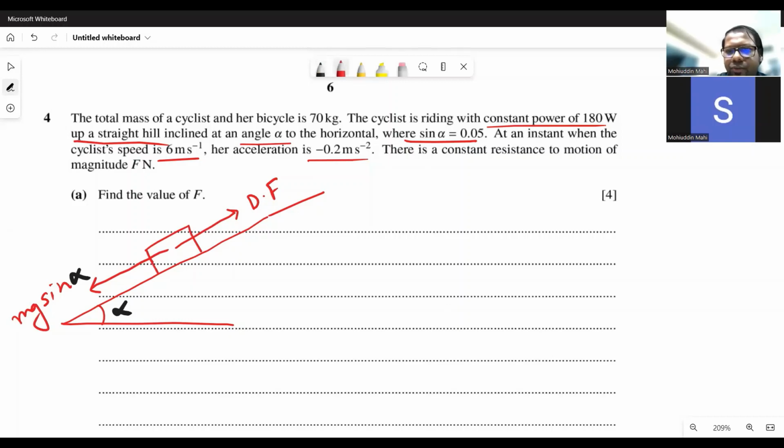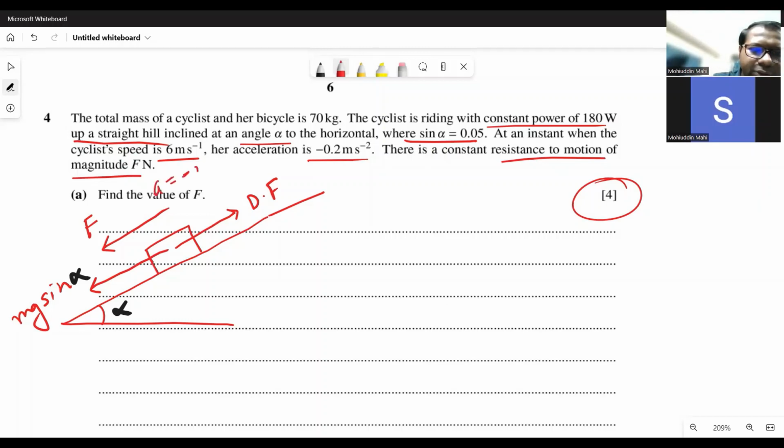And there is a constant resistance to motion of magnitude F Newton. So resistance to motion F Newton, and the value of F we don't know yet, we have to find out in the question. In question A, the total mark is 4, so that means we have to do 3 to 4 steps to find the final answer. And also the acceleration is given as minus 0.2 meter per second square. So that means it's actually decelerating in the upward direction.